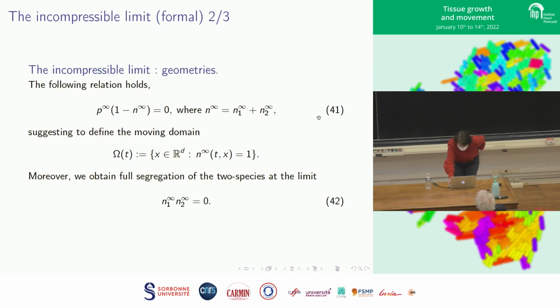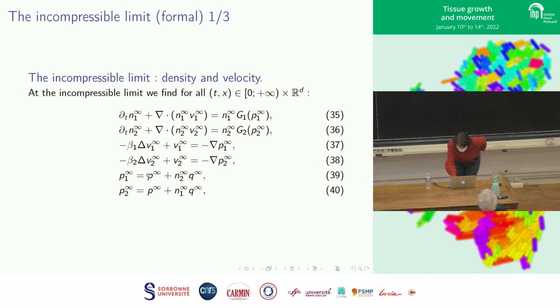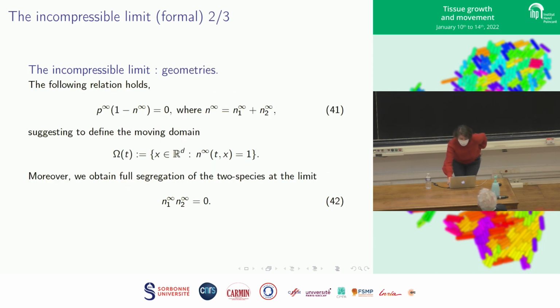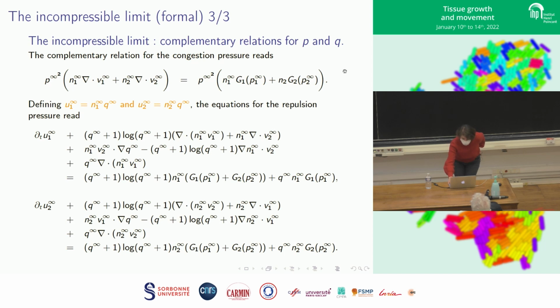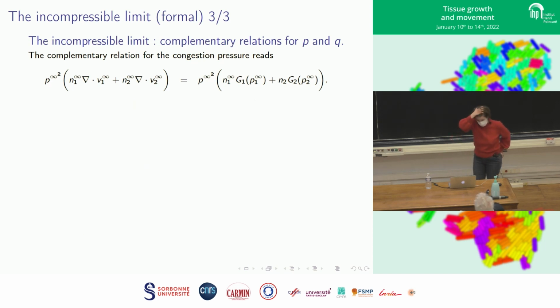The only thing is that you need to close the system, and to close the system, you need to find equations on P and Q. To find the equation on P, I recall, it depends on the total density, n1 plus n2. So before the limit, you can write an equation for n1 plus n2, and then it gives you an equation for the pressure before the limit. You can pass to the limit, and you end up with an equation for P. So this equation will look like that in the end. This was already known for other systems.